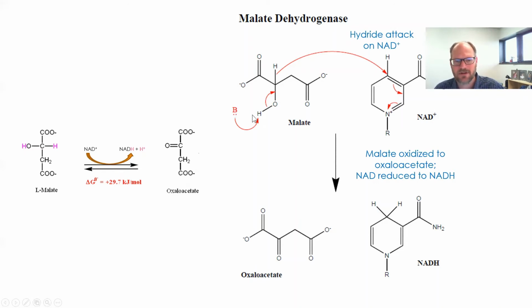This works by a base subtracting a proton off the middle hydroxyl, forming a double bond, kicking out this hydride, which is added onto NAD. This is possible here because these electrons resonate down, leaving the lone pair on the nitrogen and reforming our NADH, just the same as we saw in our lactate dehydrogenase reaction, and leaving an oxaloacetate molecule here.